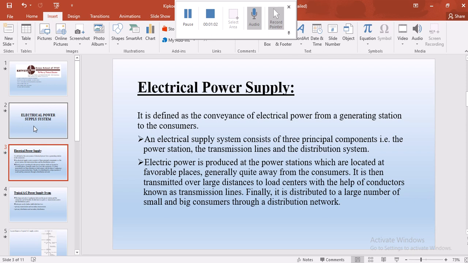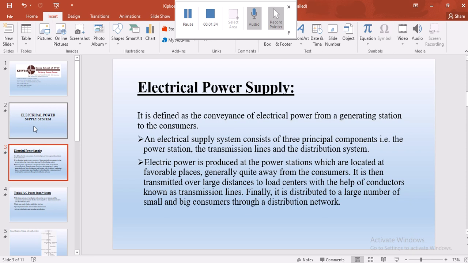What is the definition of electrical power supply? It is defined as the conveyance of electrical power from a power station to the consumer's premises. It consists of three main components or three principal connections, that is the power station, the transmission line, and the distribution line.